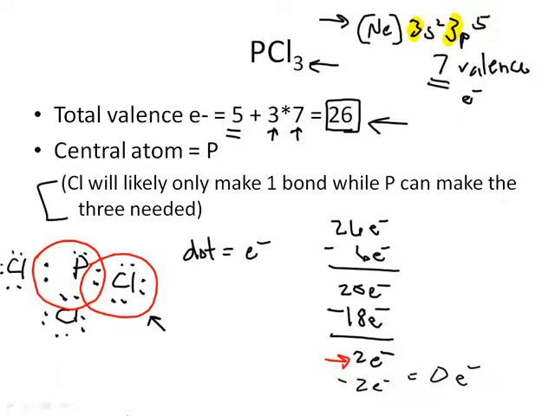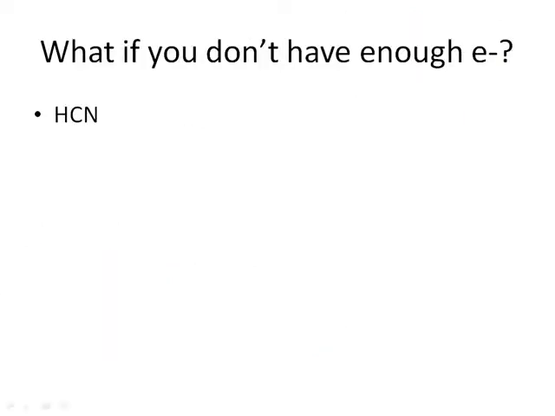Let's do another example. What if you don't have enough electrons for everybody to have access to 8? Let's consider HCN. The first thing we want to do is count valence electrons. The H has 1 valence electron. Carbon has 4 valence electrons, and nitrogen has 5 valence electrons. So remember, valence electrons are outermost shell electrons. So this gives me a grand total of 10 electrons.